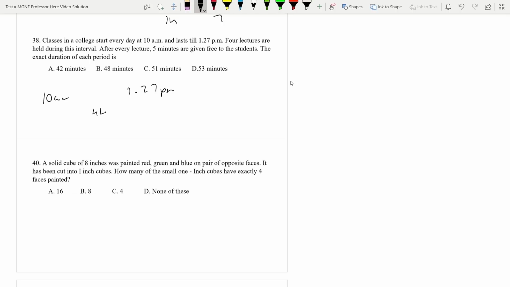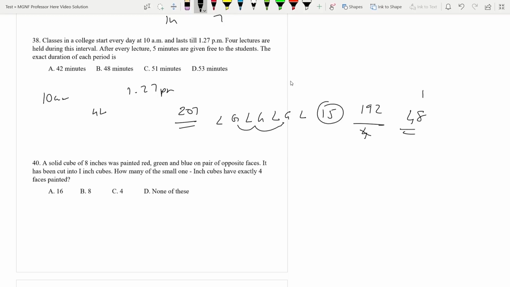The total time from 10 a.m. to 1:27 is 2 hours plus 87 minutes, so 207 minutes. Then you have to note that there is 5 minutes free between each lecture. So lecture, gap, lecture, gap, lecture, gap, lecture. There are 3 gaps which add up to 15 minutes. So we subtract it from here, 207 minus 15 is 192. And of this 192, we get 4 lectures, so divided by 4, which is 48 minutes. Option B is the answer.